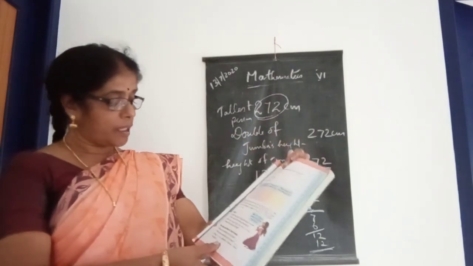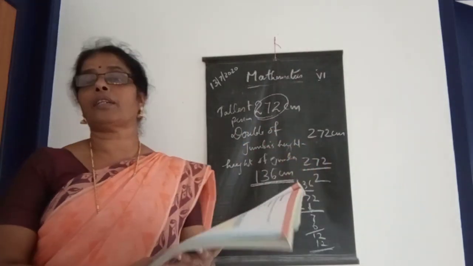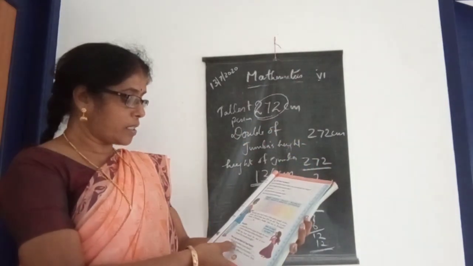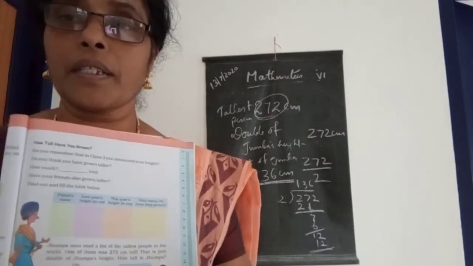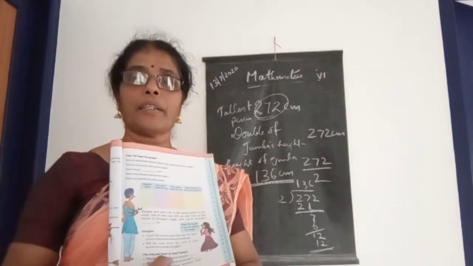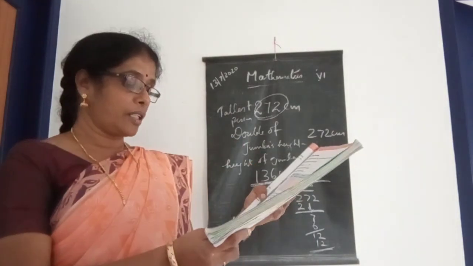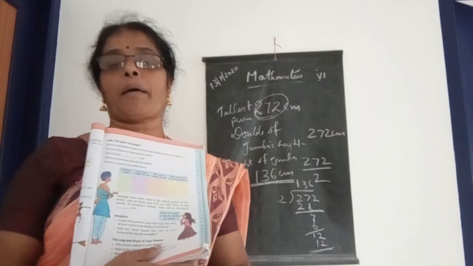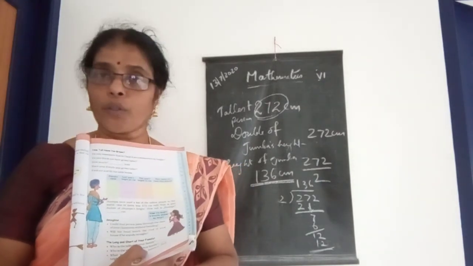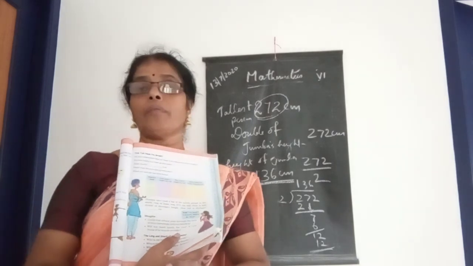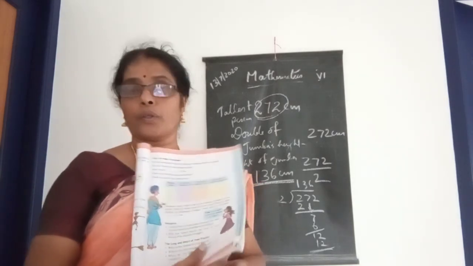And second one, the long and short of your family, that also you have to write. Who is the tallest person in your family? That you have to find out and write. And next one, who is the shortest in your family? That also you have to write here. Is it your brothers or sisters? That you have to write.